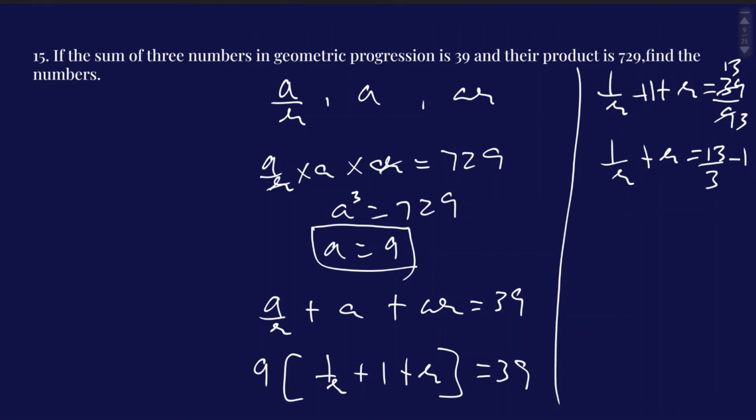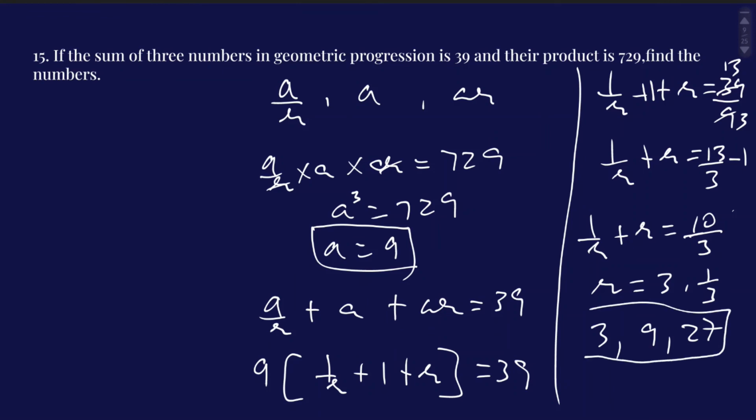Or 1 by r plus r is equal to 10 by 3. So you can solve by forming a quadratic equation and you will get r is equal to 3 or 1 by 3, and we can get our series as 9 divided by 3, that is 3, 9, and 9 into 3, 27. So these are our numbers.